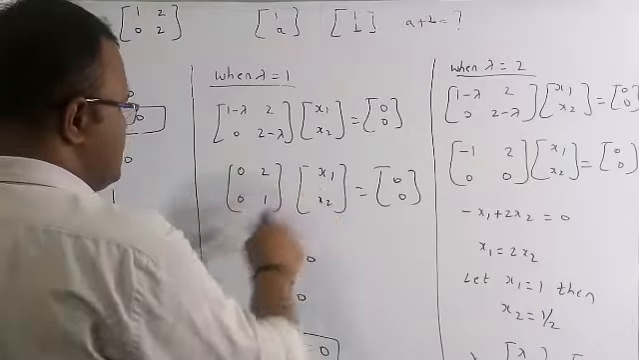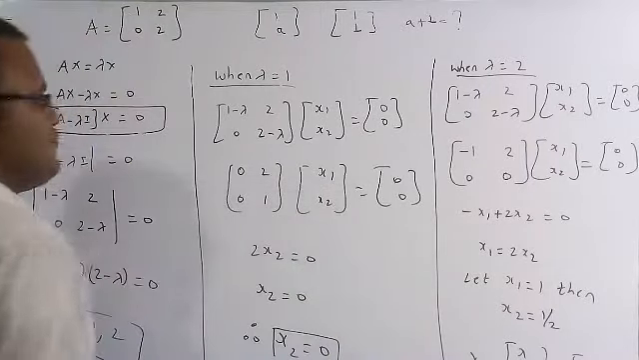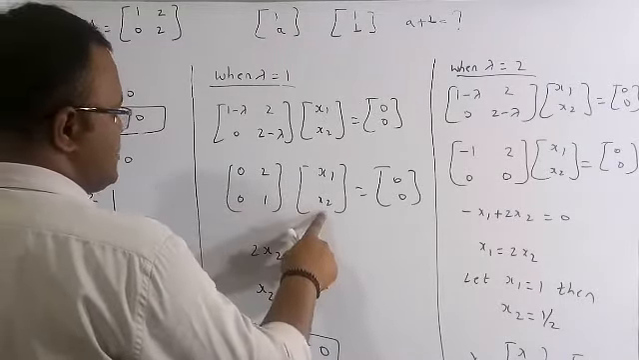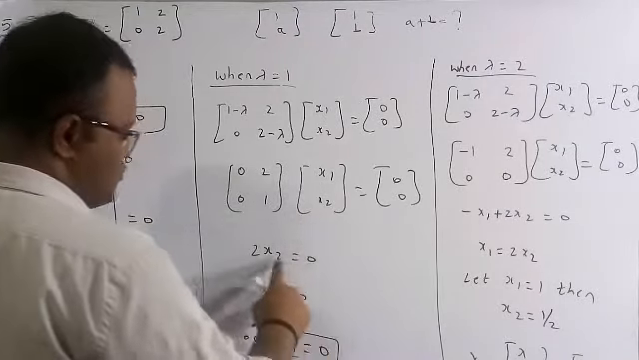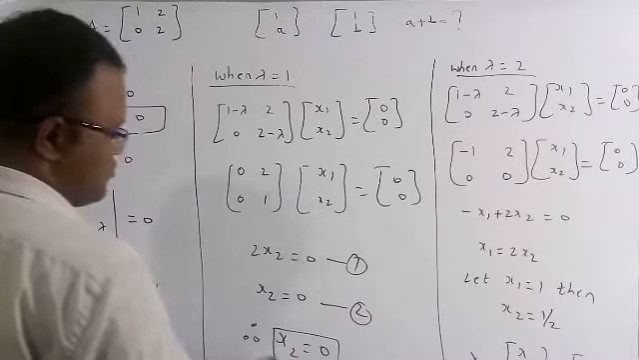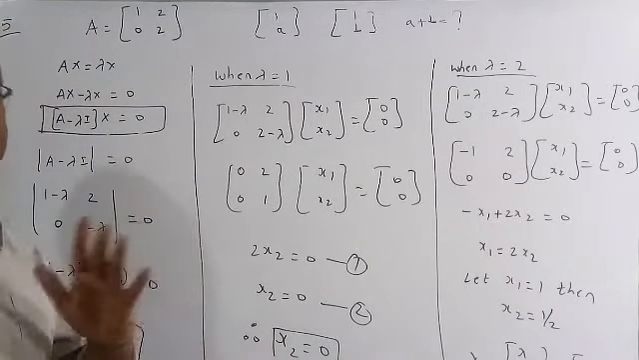0 into x1 is 0, 2 into x2, so 2x2 is equal to 0. This is the first equation. And for the second, 0 into x1 is 0, plus 1 into x2, so x2 is equal to 0. From these two equations, we can conclude that x2 is always 0. So x1 can be any value.